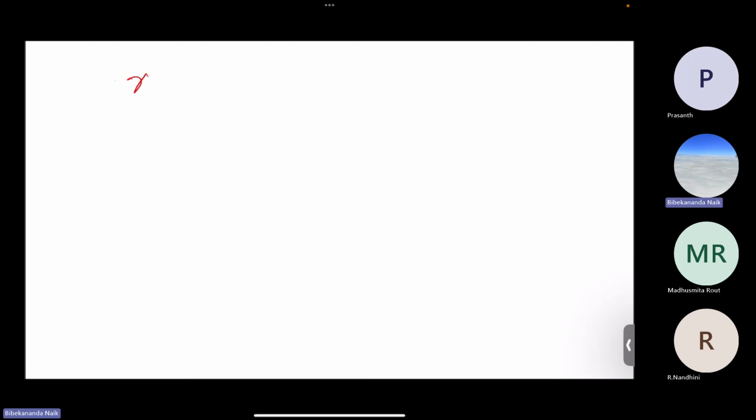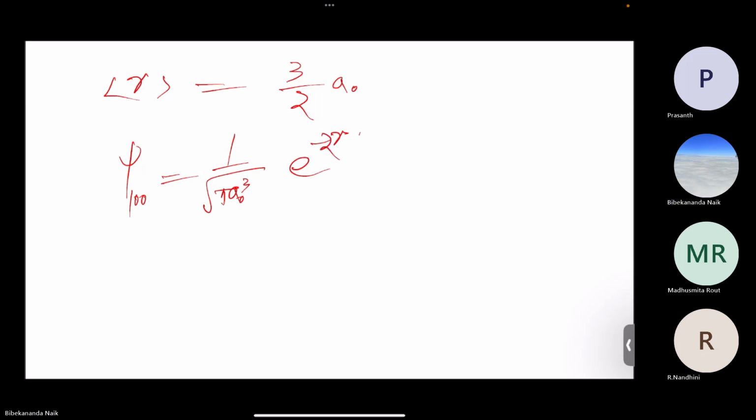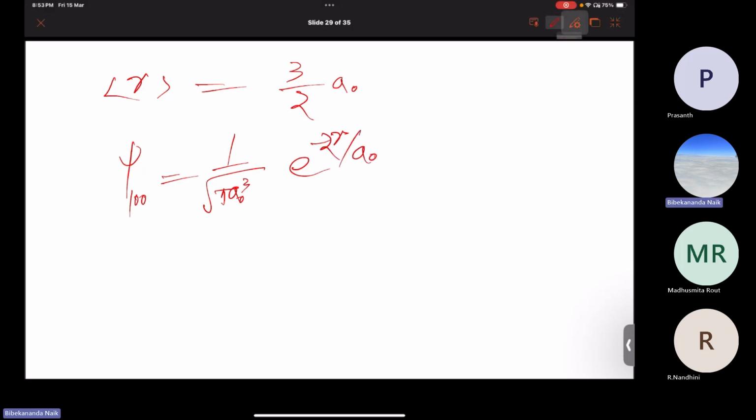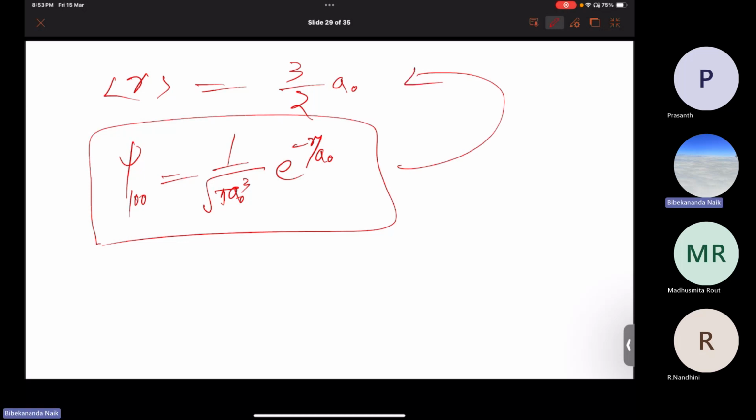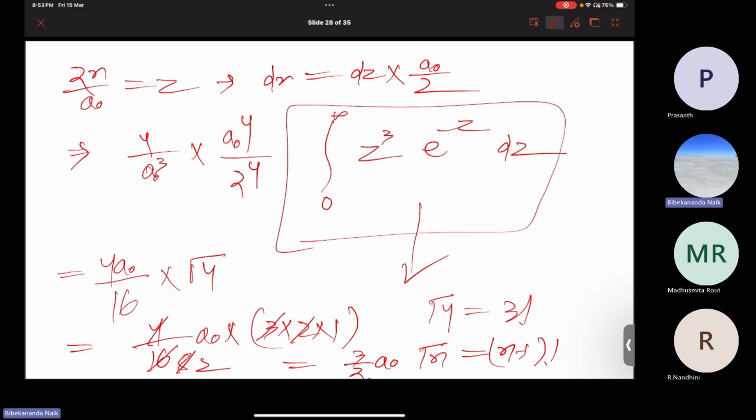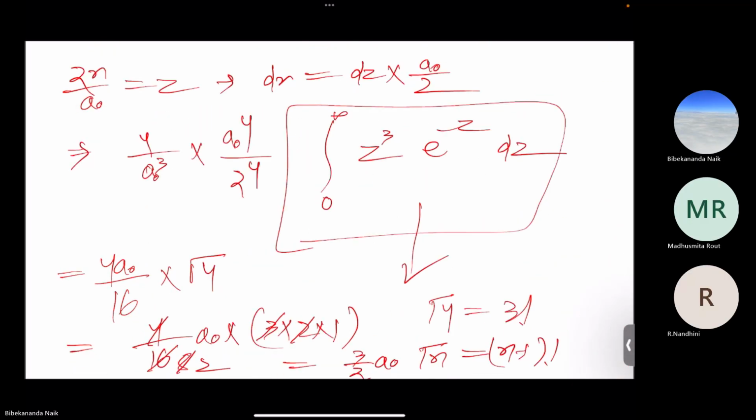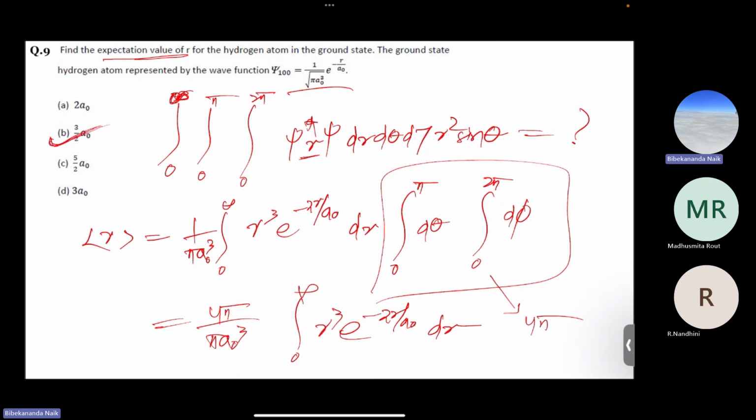So the expectation value of r in the hydrogen atom is 3 by 2 a0 in the ground state psi 100, which is 1 by root over pi a0 cubed, e to the power minus r by a0. That's not 2r, it is e to the power minus r by a0. This is the state, and this is the expectation value, 3/2 a0. So the correct option will be option B, 3/2 a0.